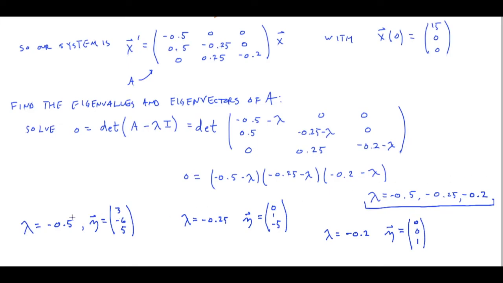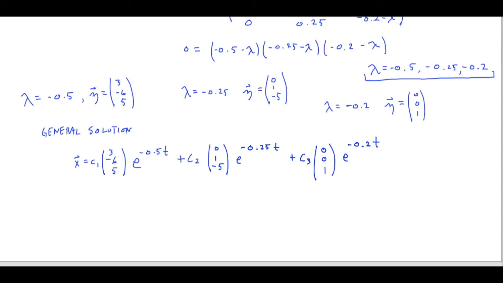And then for the sake of time and space, I have just stated the eigenvalue, eigenvector pairs. I haven't worked through all the details, but that's a process that we're quite familiar with now. So now I have all of my eigenvalues and the corresponding eigenvectors.